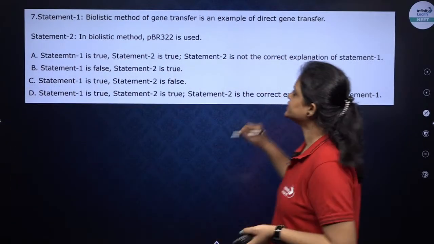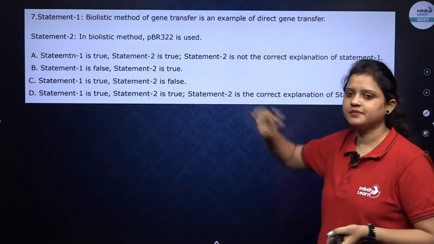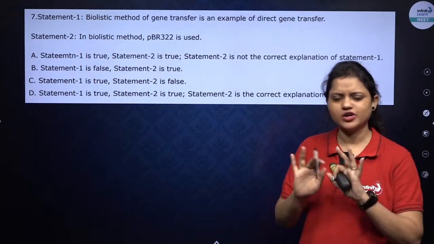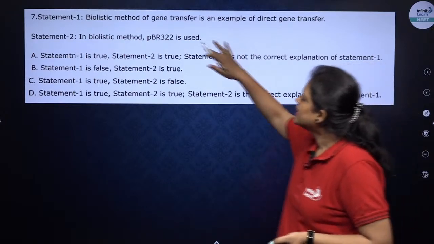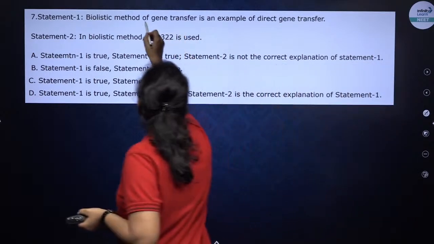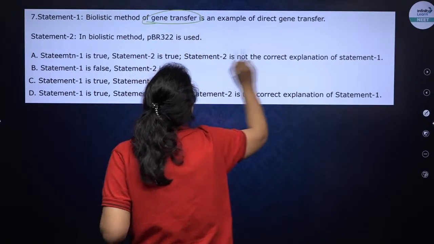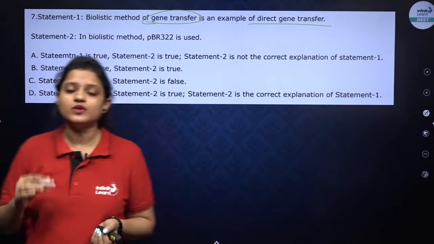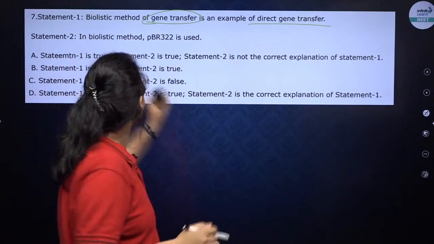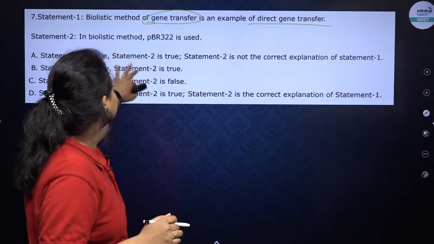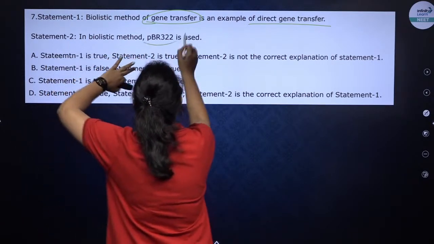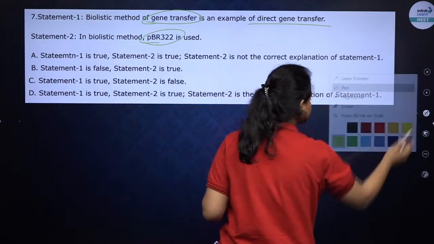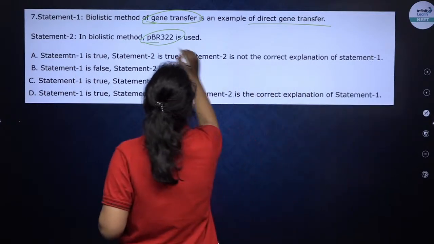And in this question, can you see there are two statements? You will have to tell me which of the following is a correct statement or incorrect statement, right? Biolistic method of gene transfer is an example of direct gene transfer. Recall the biolistic gene gun method. In the biolistic method, pBR322 is used, and what is pBR322? It is a plasmid, right?